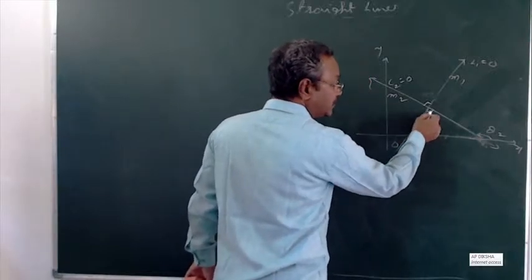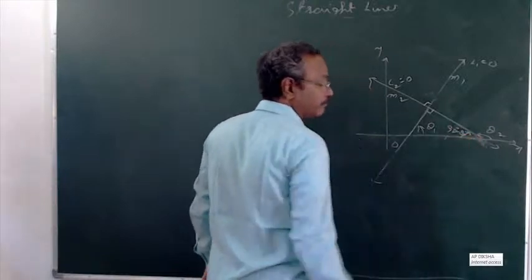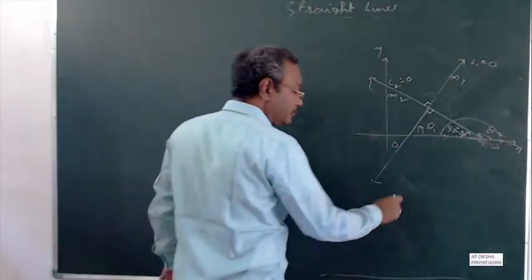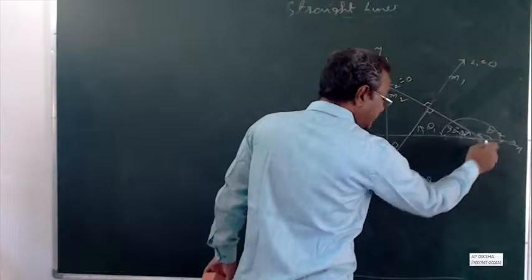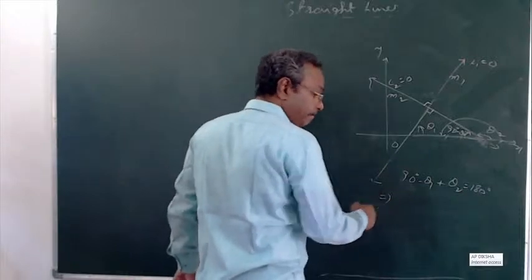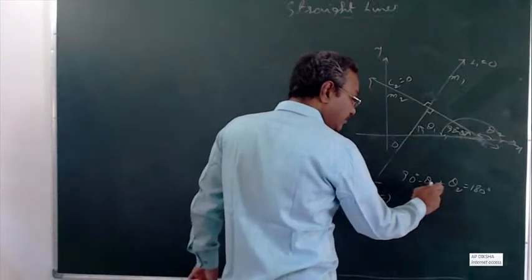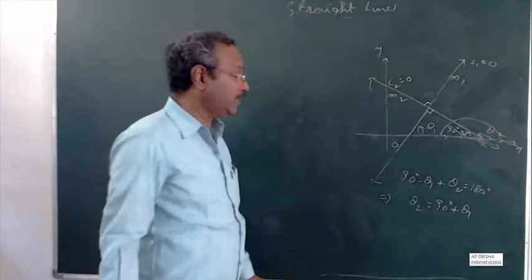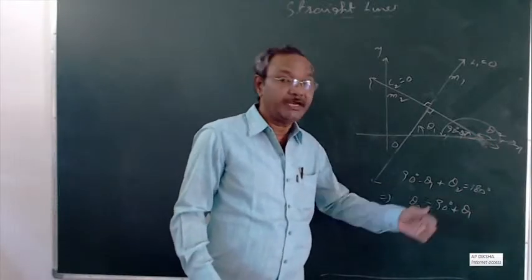And if this one is theta 1 and this is a right angle, naturally this has to be equal to 90 minus theta 1. But we know that this entire angle is how much? 180 degrees. So it is 90 minus theta 1 plus theta 2 should be equal to 180 degrees, that is pi. That gives theta 2 is equal to 180 minus 90, that is 90 plus theta 1. So the relation connecting theta 1 and theta 2 is theta 2 is exactly equal to 90 plus theta 1.